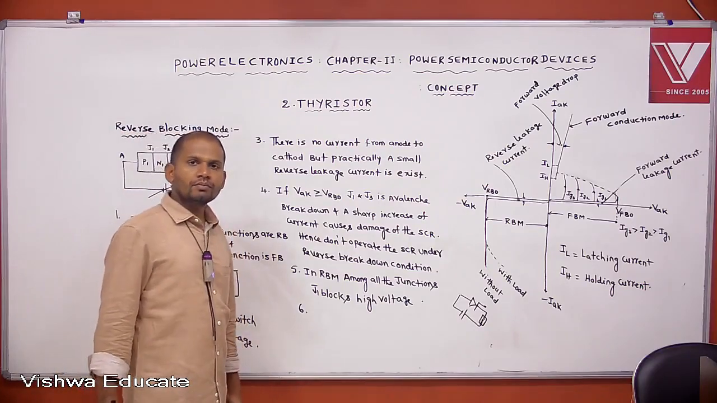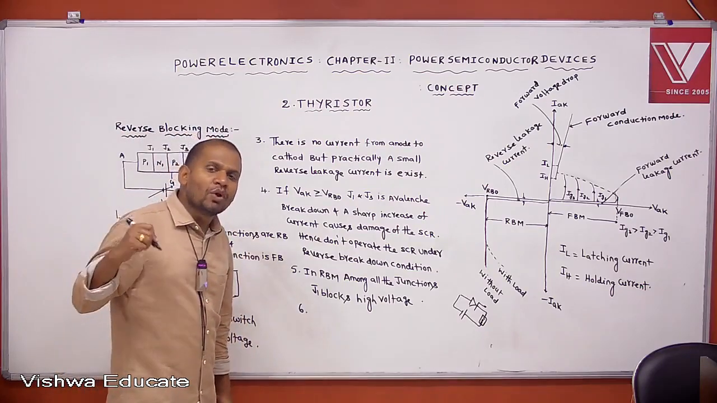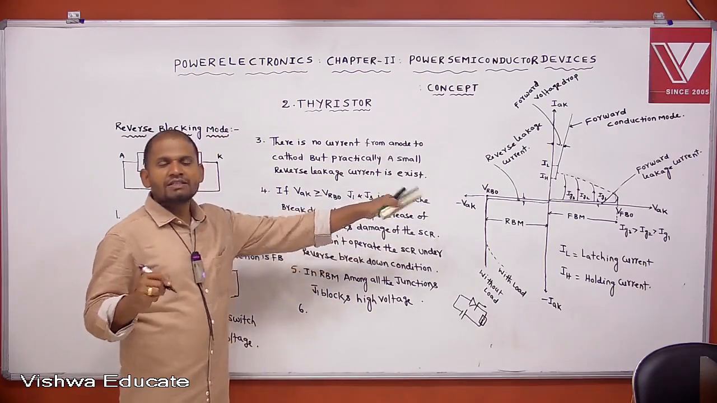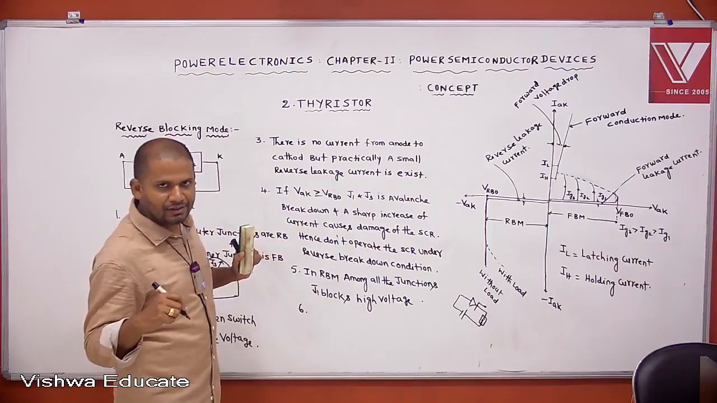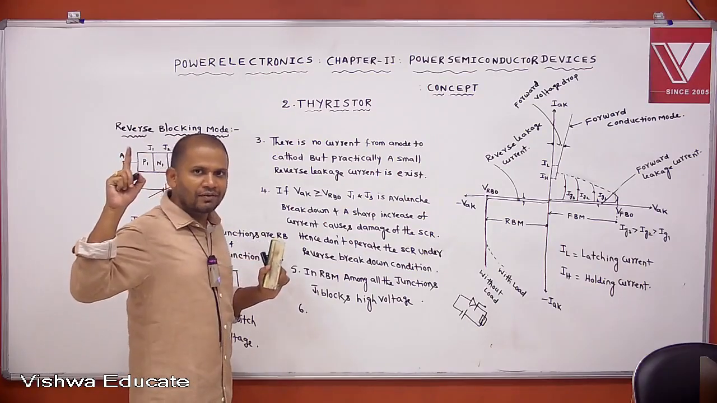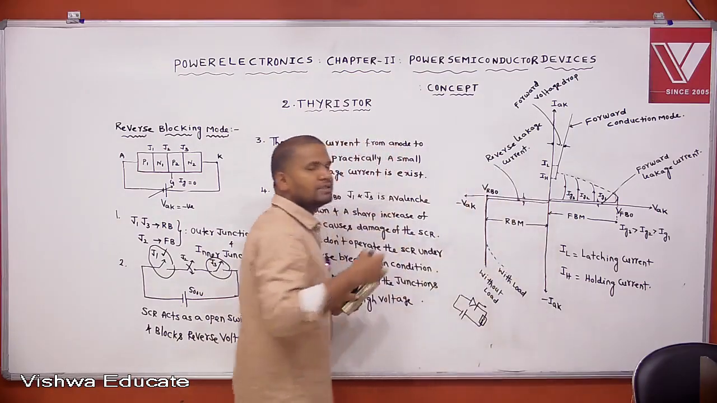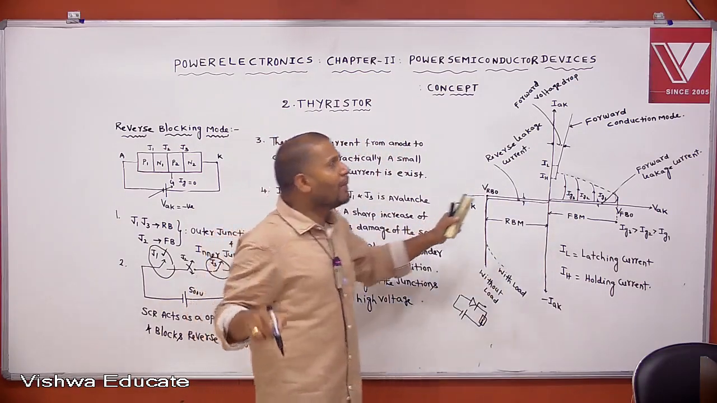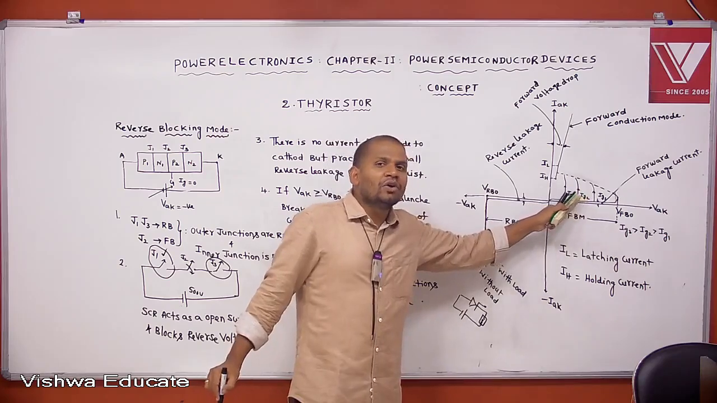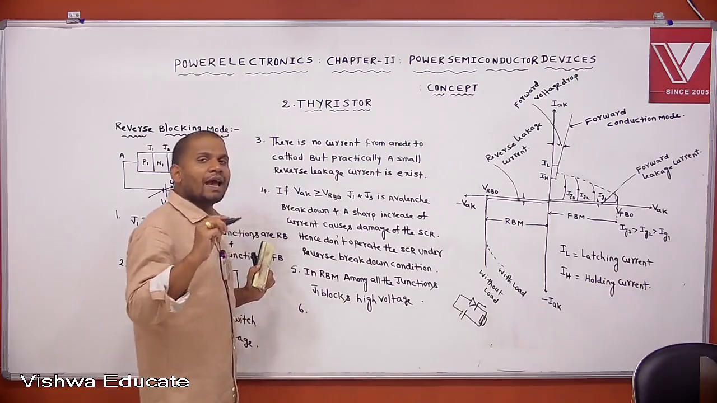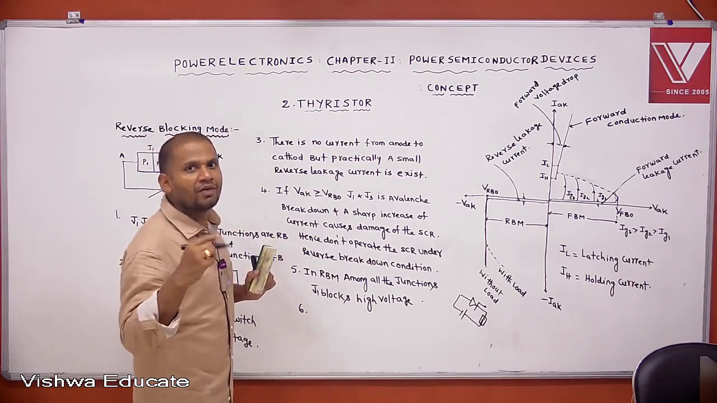Under reverse blocking mode of operation, the characteristics of SCR are similar to those of a diode. You have seen diode characteristics under reverse bias condition; these characteristics and diode characteristics are the same. But under forward bias condition, SCR and diode characteristics are not the same. In reverse bias condition only, the characteristics of SCR are the same as those of a diode.